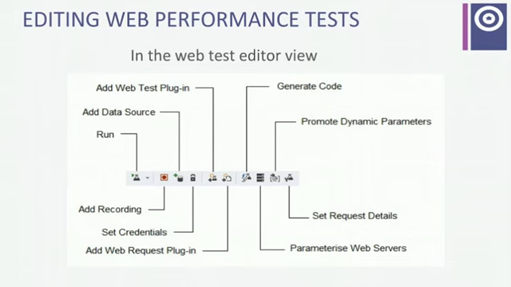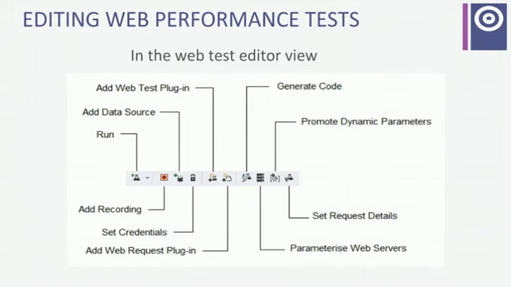So some options that you've got for web performance tests. The run button you've seen. You can do extra recording, so you can actually add recording to the end of what you've got so far. You can add a data source and do data driving. We haven't got time to look at that today, but that's definitely a possibility. You can set credentials. If your server, for example, needs some credentials for you to gain access to it, you can set them here. You can create what's called plugins, which again we haven't got time to look at in any detail today.